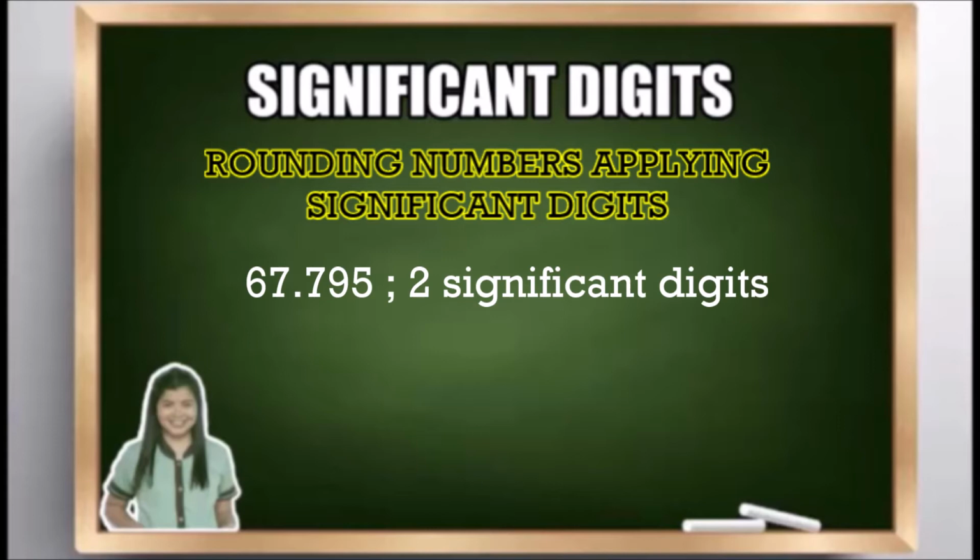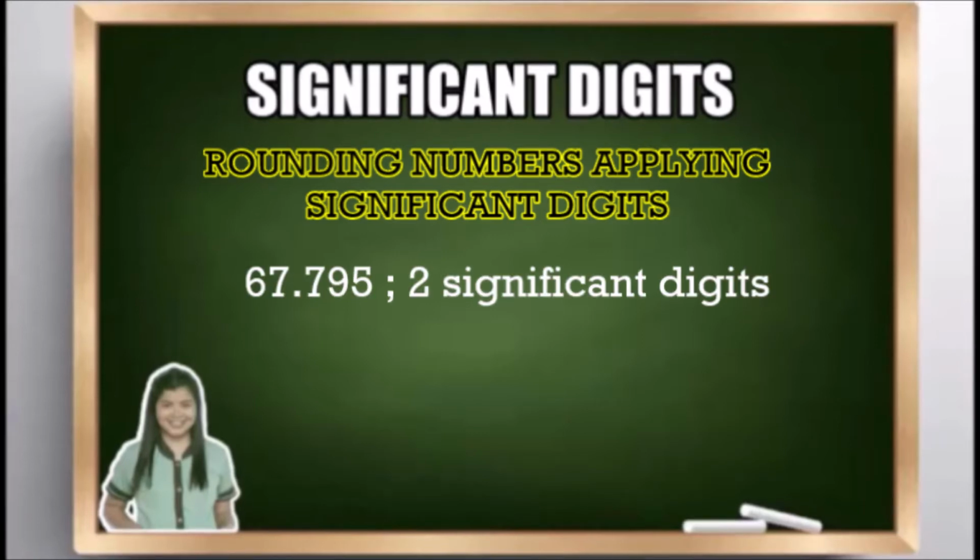Okay, say for example we have 67.795 into two significant digits. So remember that 67.795 has 5 significant digits. So all we have to do is to round the given number in such a way that the rounded one will result in 2 significant digits. So how is that so?